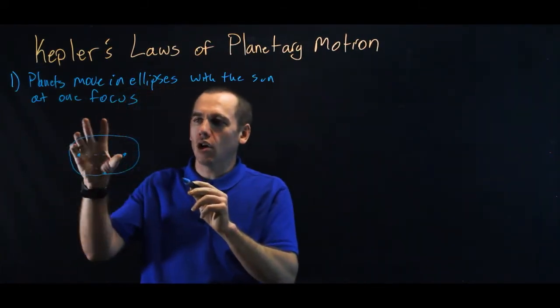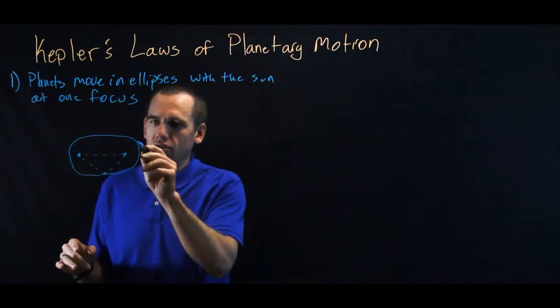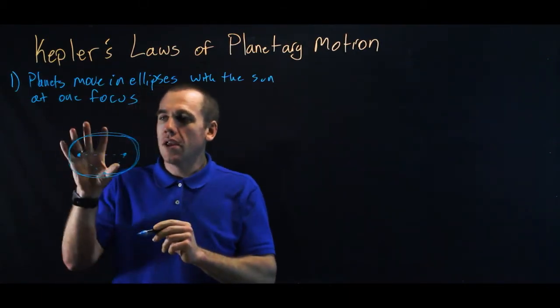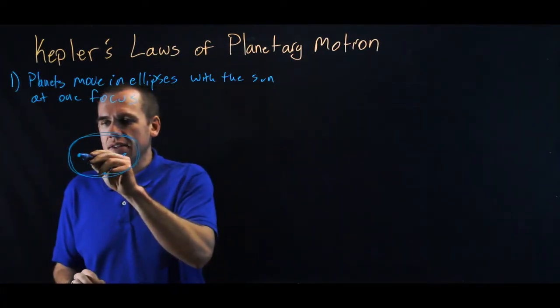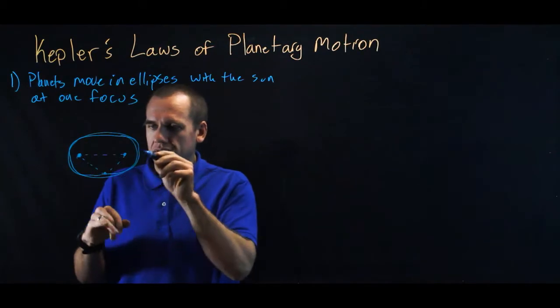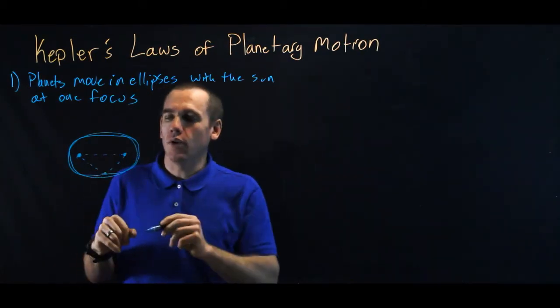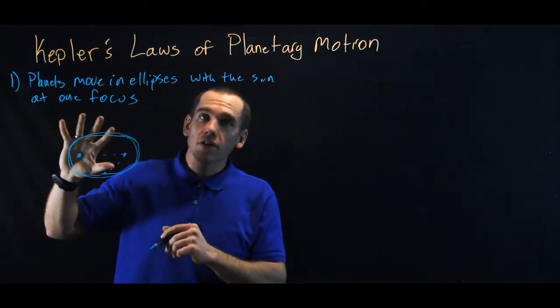And an ellipse has a curvature. It's not an oval that's flat on both sides and rounded on the ends. It's actually curved all the way around. So I did a poor job of drawing an ellipse there. But Kepler's first law says that the sun is at one focus and the planet orbits in this ellipse. There is no other body over here. There's not another thing at this focus. So that's the first law.